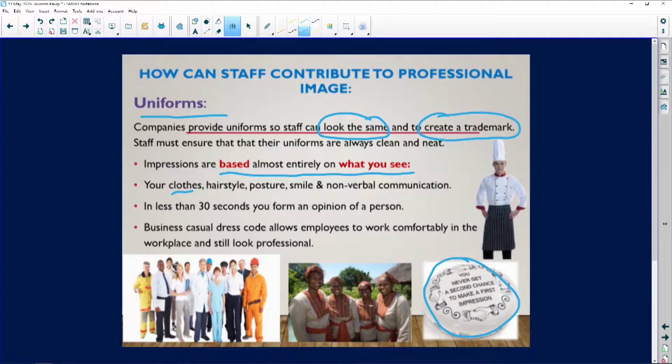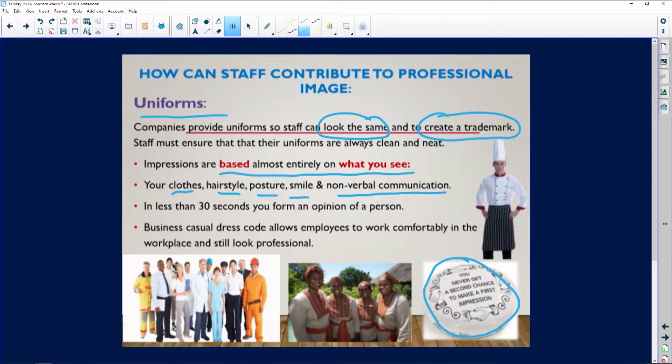Your clothes, your hairstyle, your posture, and smile. It sometimes feels fake, but that's what you have to do in this line of work. And then the non-verbal communication. Guys, I can't tell you how sometimes I've experienced walking into a business, and customers and people working for the company don't always realize that they are looking at each other to get a vibe.